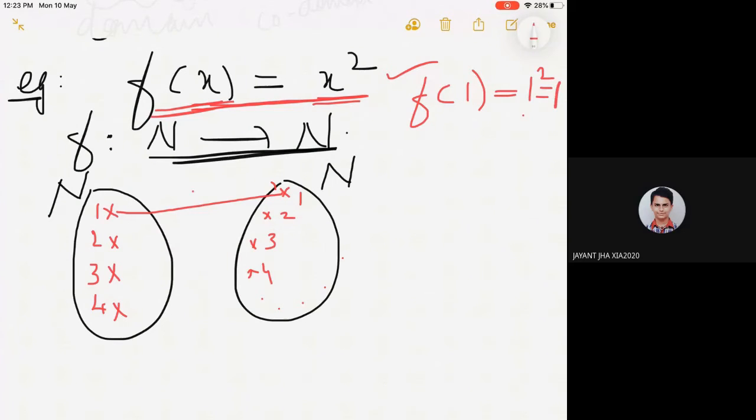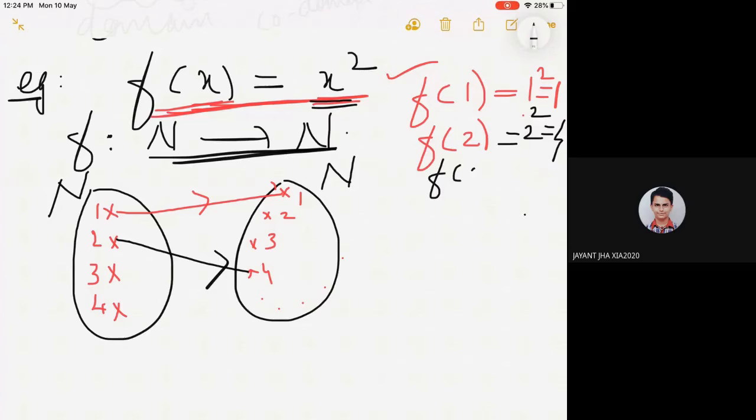So I have drawn the arrow diagram. Then according to this, what is the image of 2? 2 I have taken from the domain. The image of 2 becomes 2 square, and you will get 4. So the image of 2 is 4. Now what is the image of 3? Image of 3 means f of 3, that becomes 3 square, that is 9. Image of 3 is somewhere here, 9. Similarly, the image of 4 is 16.